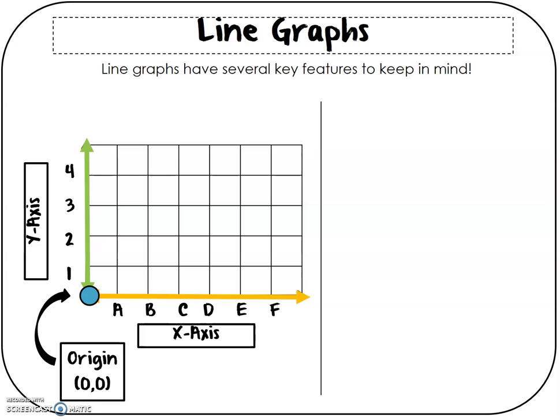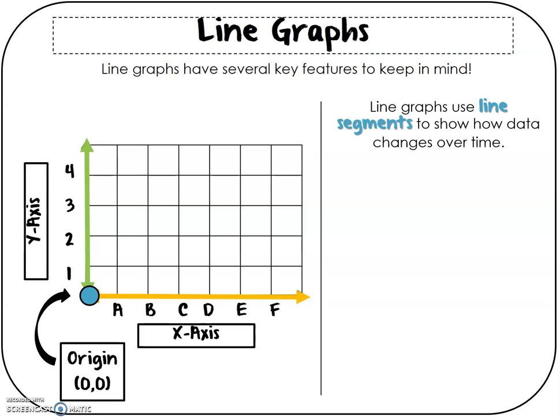Now from here, I can plot several different points to help me show information, but in order to turn it into a line graph, I need to connect those points using line segments. This will allow me to show how the data is changing over time. So let's start just by plotting some ordered pairs. Let's say I plotted these 6 points.